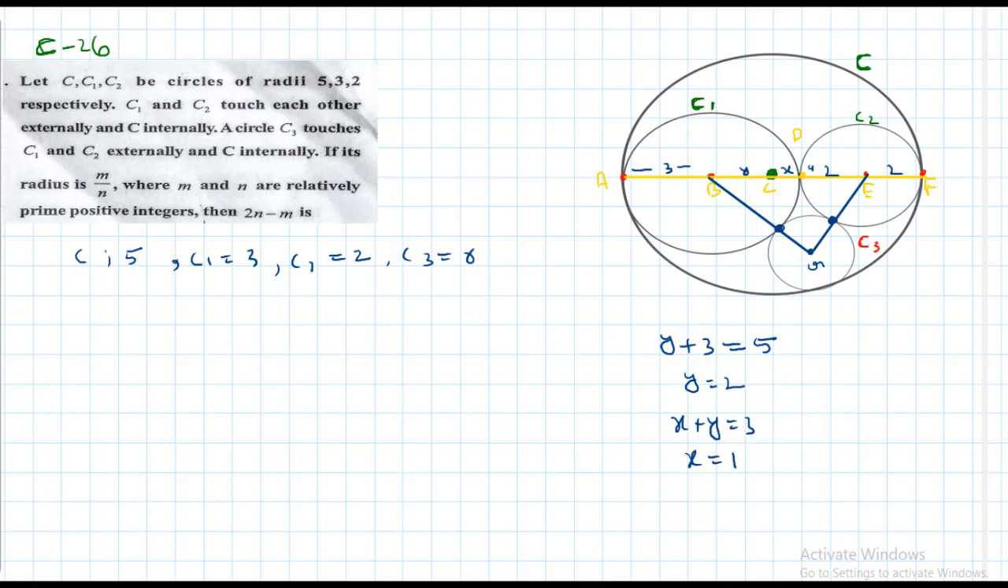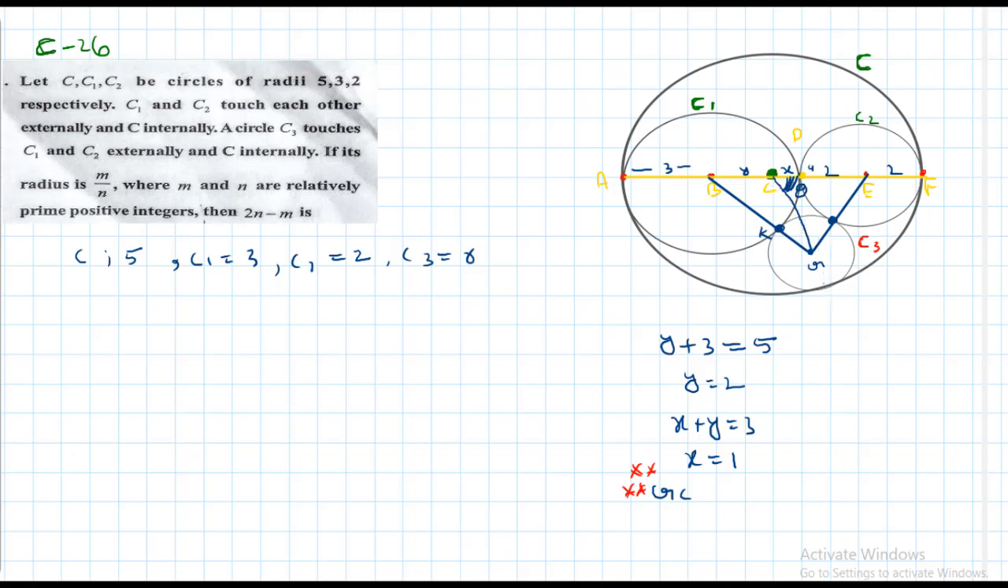Okay, do one thing. Join B and G. Let this angle be theta. By using the cosine rule only you can complete this problem. The important thing is what is CG. Finding CG is very important. You want the CG length.